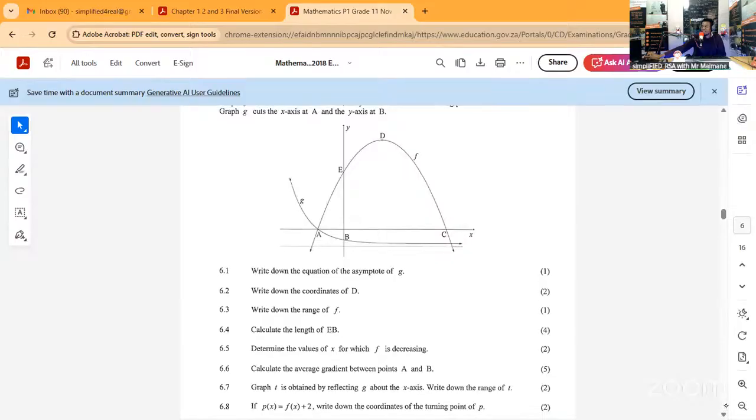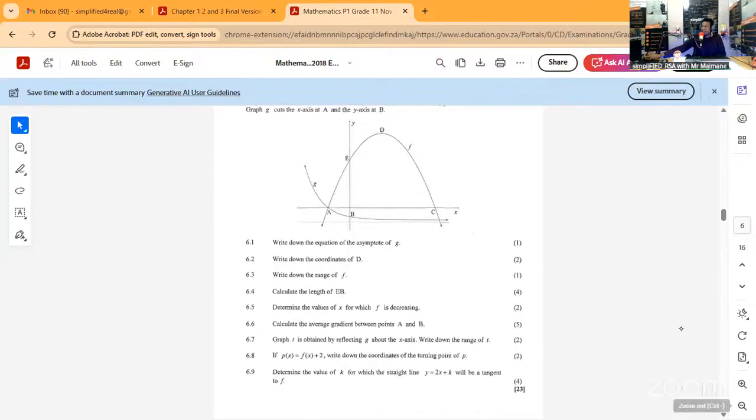The next one was: graph T is obtained by reflecting g about the x-axis. Write down the range of T. You can imagine it. If p of x is equal to f of x plus 2, write down the coordinates of the turning point of p. You can quickly try that.